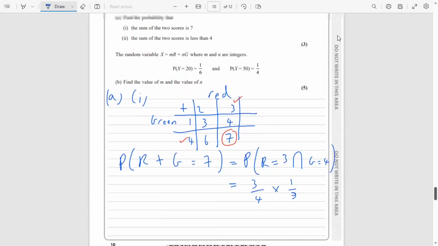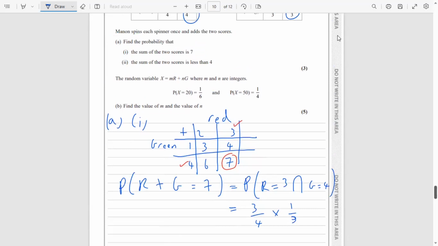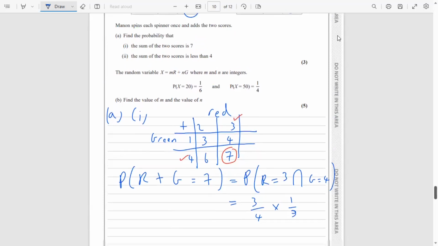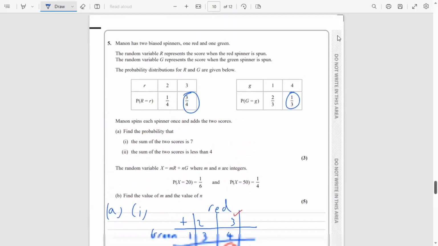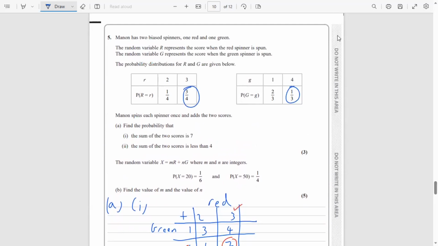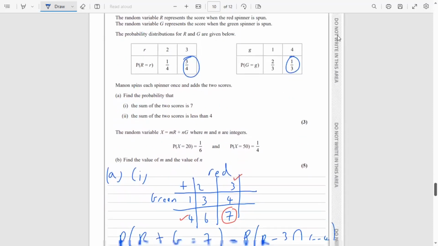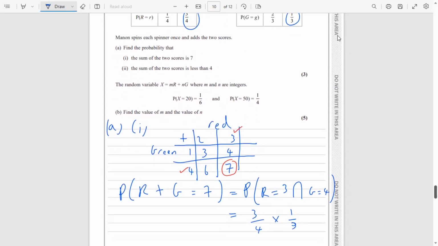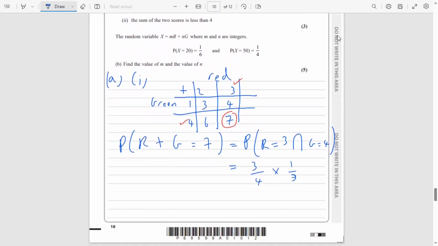So when we want to find a probability of something and something, if they're independent, we just times them together. To be fair, the question here doesn't mention that they are independent, but they are. If you spin two separate spinners, common sense tells you that the outcome of one spin is not going to affect the outcome of the other one. So they are independent. So we can just times the probabilities here together.